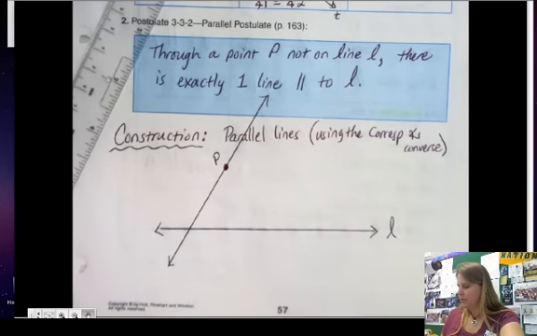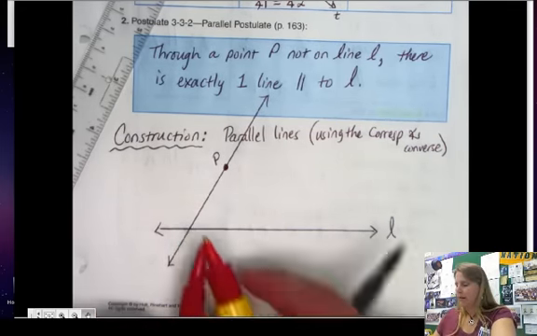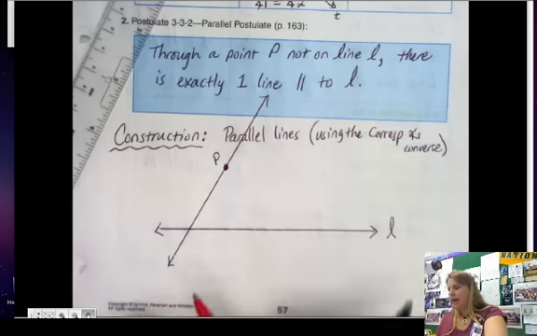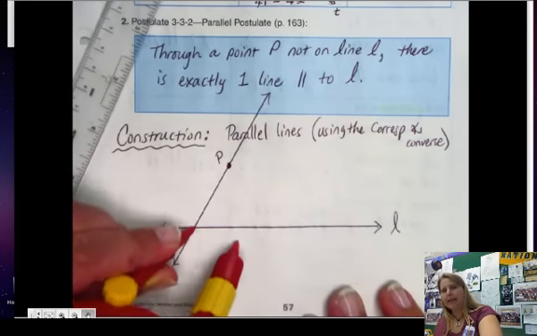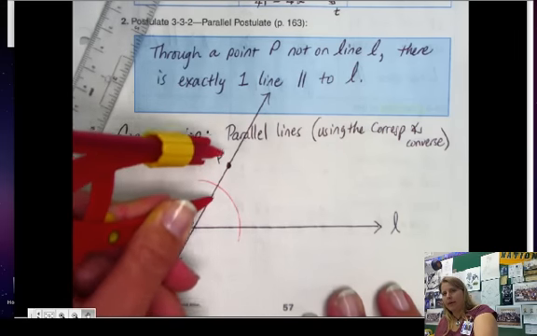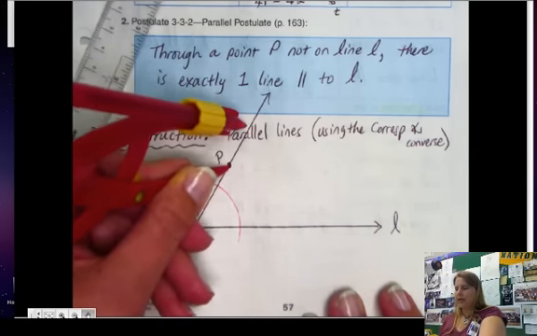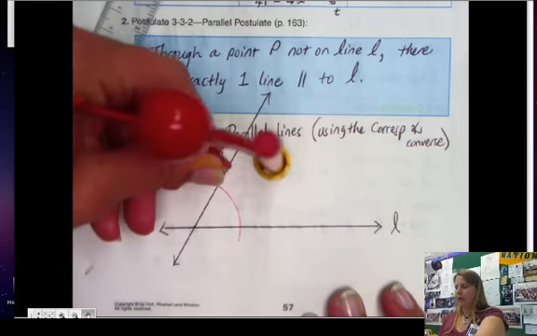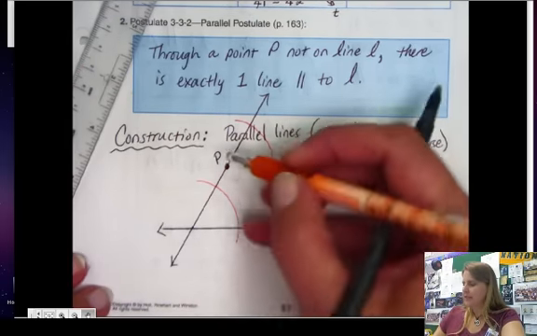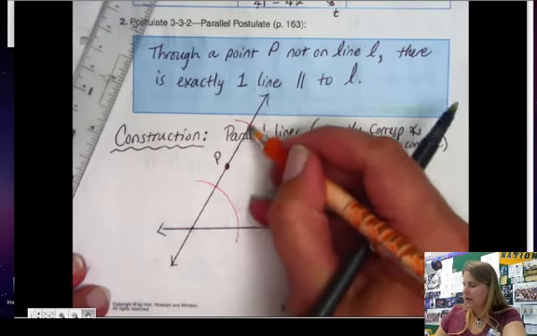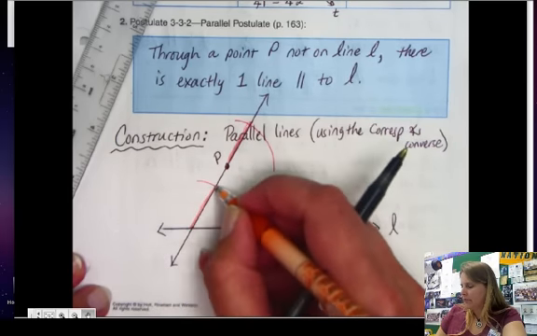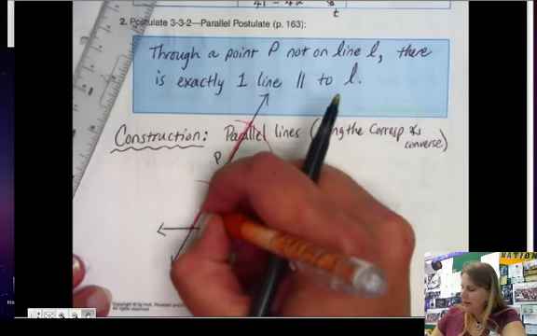Okay, then I'm going to use my compass, and I'm going to open it up so that I have a little bit of space here. It doesn't really matter how big it is. And I'm going to draw an arc at the intersection of that line and line L. And then I'm going to pick up my compass, and I'm going to move it so that it is now at point P, and I'm going to do another arc. And so this length here is the same as this length here. These two are equal in measure. That is equal to that.